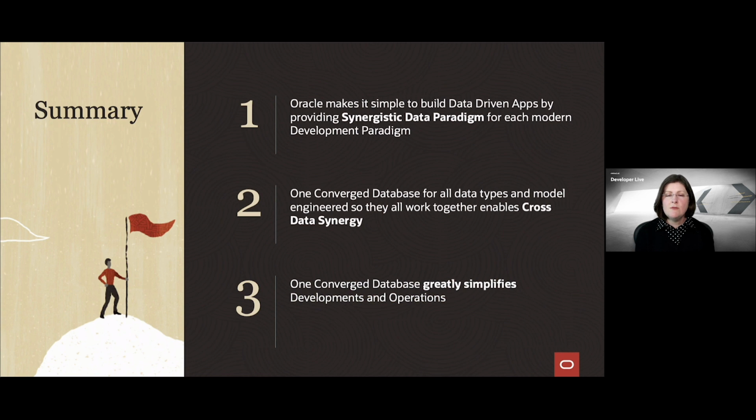And we also want to make it very easy for you to take advantage of any different data type or workload by offering you one converged database that supports all of those different data types and models, but that has been engineered for them all to work together, enabling you to get that cross-data synergy, allowing you to be able to do things like machine learning on spatial and JSON data and having all of the advantages without any of the complexity. And of course, we do really just want to simplify not just the development, but also the deployment of those applications with that converged database.